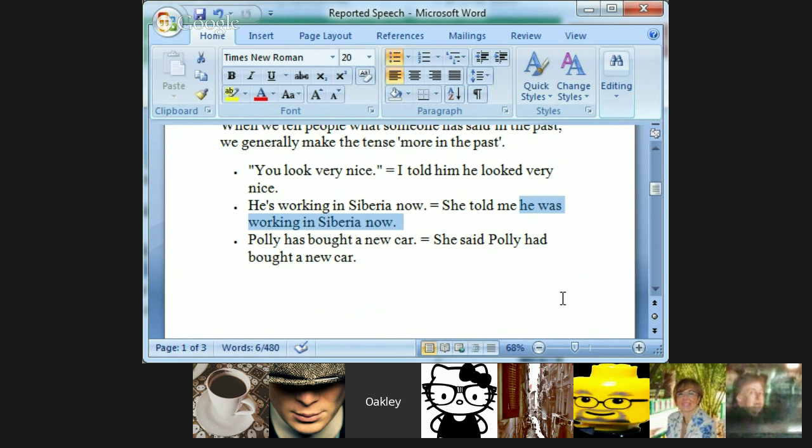Right. What we really care about. All right. She told me before. Well, this is absolutely correct, which makes it kind of hard to grasp and hard to understand because you use "She told me he was working in Siberia now." The idea being that when she told you he was working in Siberia now, we don't really know if he still is or not. But at the time she said it, he was.